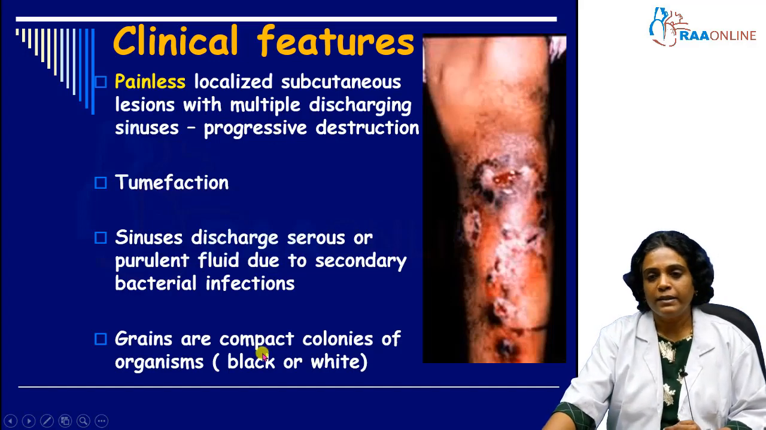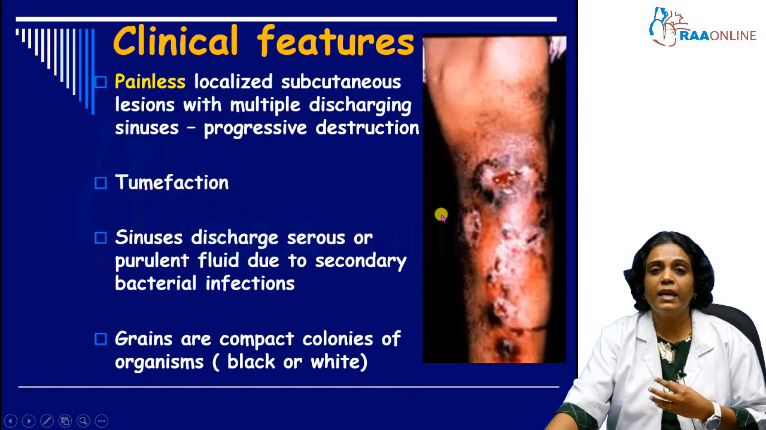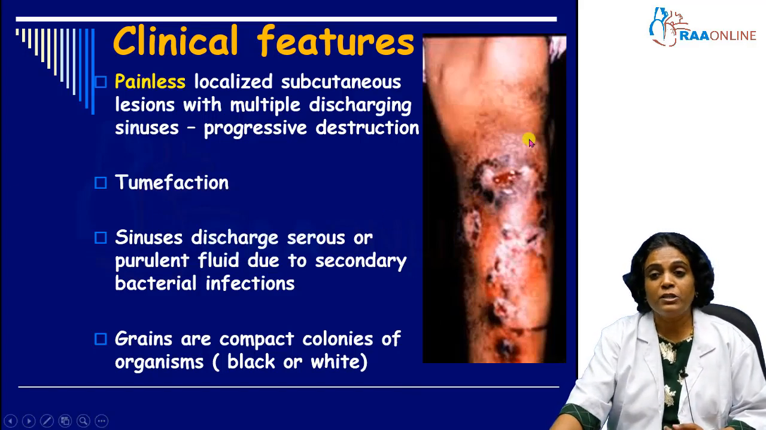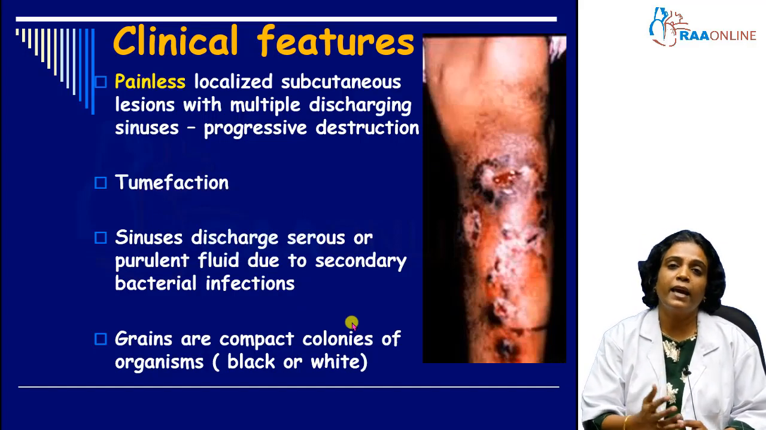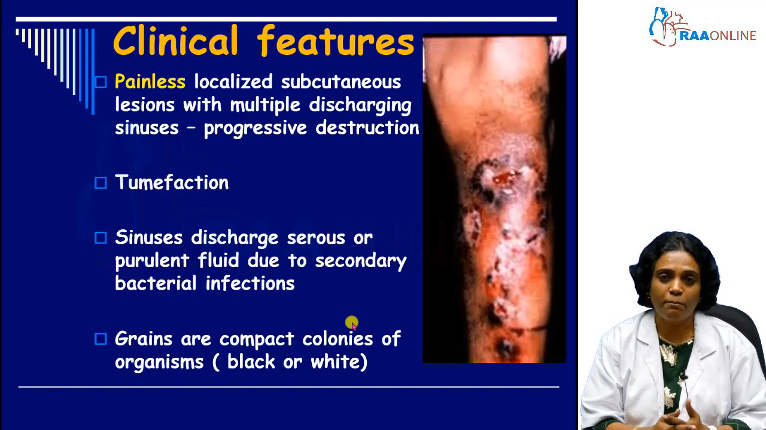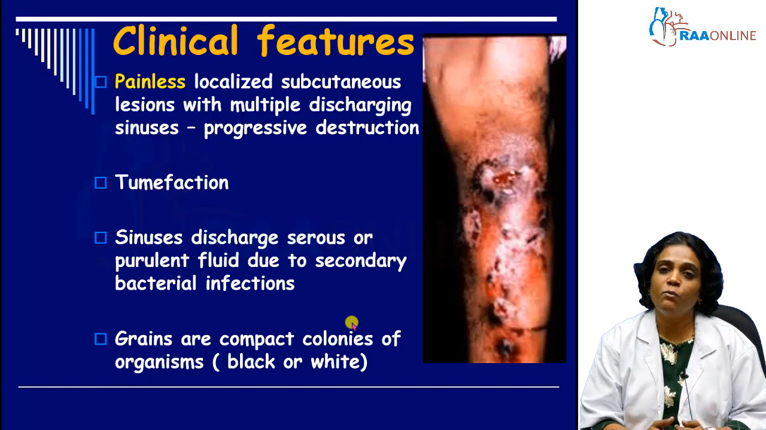So now the lesion will be painless, it will be localized, and you see multiple discharging sinuses. And there will be a tumor-like swelling, and there will be presence of grains, which are nothing but the microcolonies of the causative organism. So in the case of eumycetoma, you will be able to appreciate white or black grains, whereas in the case of actinomycetoma, pink to red color grains can be seen.